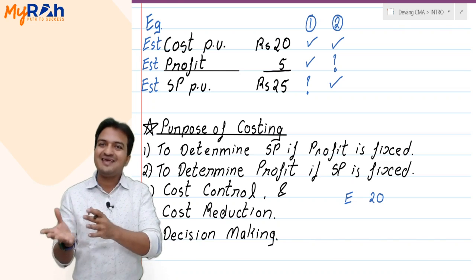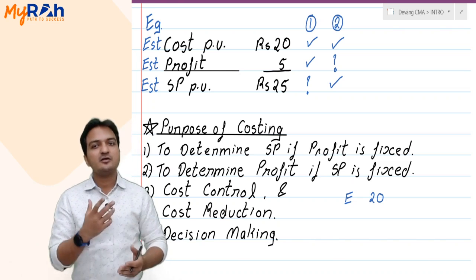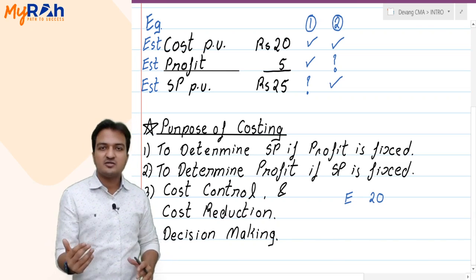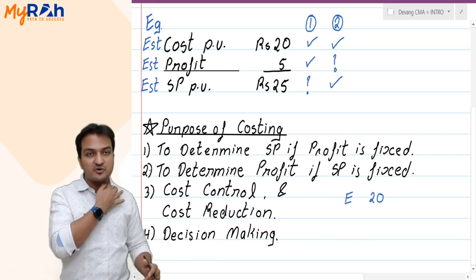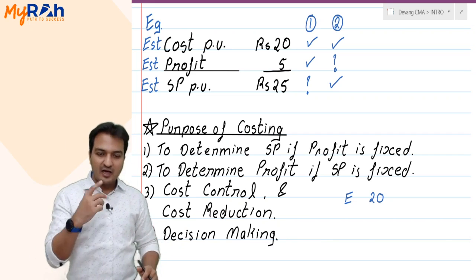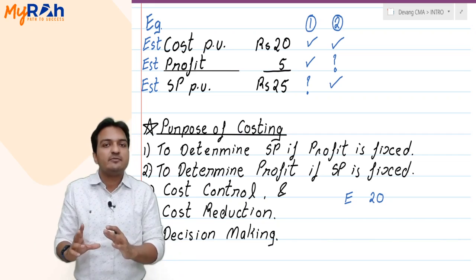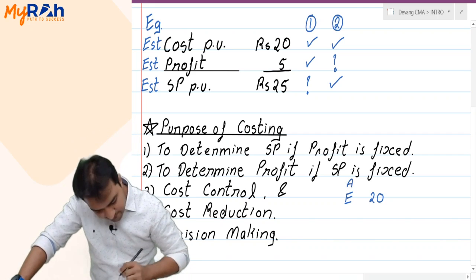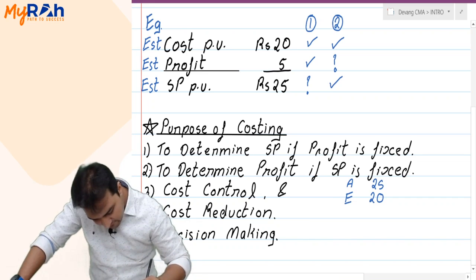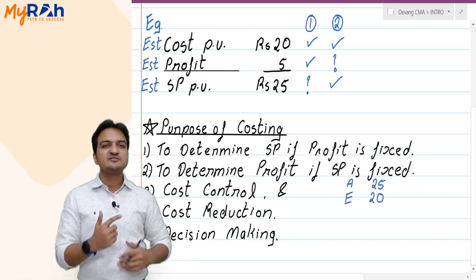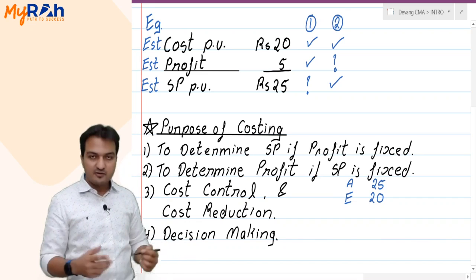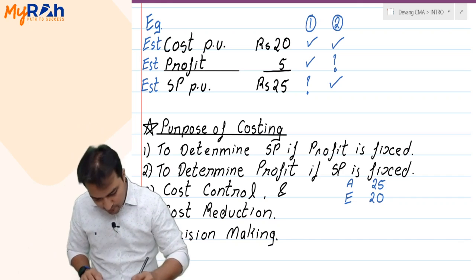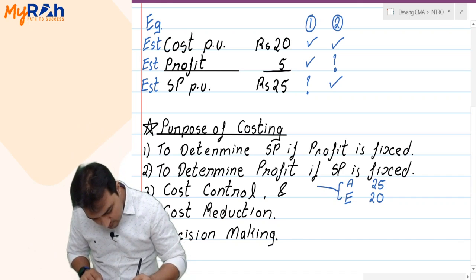But then by the end of the year, isn't it possible that I came to know my actual cost turns out to be different? Yes, it is very much possible. I already told you that actual might be different from estimate. Estimates might go wrong. So say by the end of the year, my actual turns out to be 25. Now this shows that my estimate has gone wrong. It might be possible. Now what to do? Well, now what I need to do is called cost control.